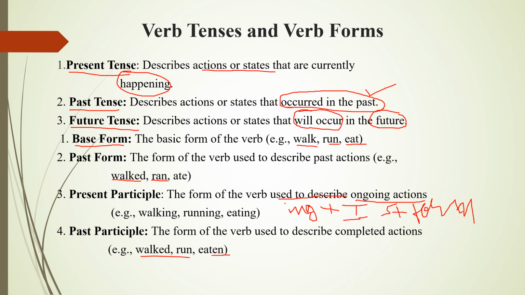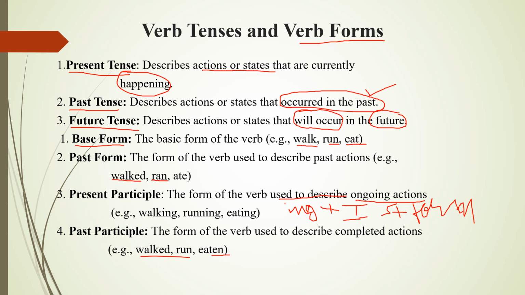So here we have seen that there are three tenses of the verbs: present tense, past tense, and future tense. Present tense describes the action that is currently happening. Past tense describes the action that occurred in the past. Future tense describes the action that will take place in the future. Then there are various verb forms, and first is the base form. It is also known as the basic form. It is generally the first form of the verb, like walk, talk, go, eat, run, etc.